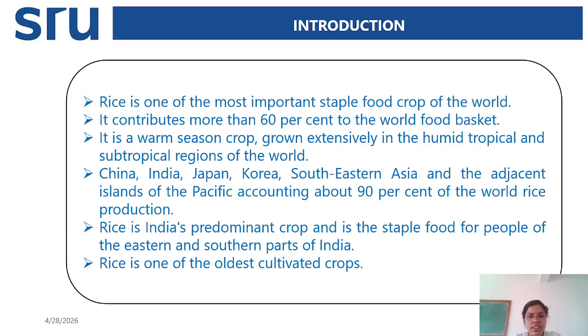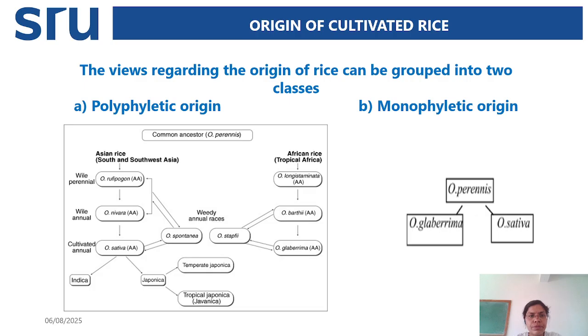And in India, rice is the predominant crop, and it is the staple food crop mostly for the eastern and southern parts of India. As we know, rice is the oldest cultivated crop. Next, coming to the origin of the cultivated rice.